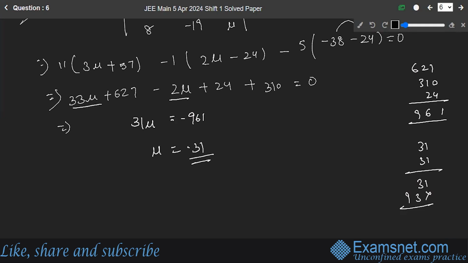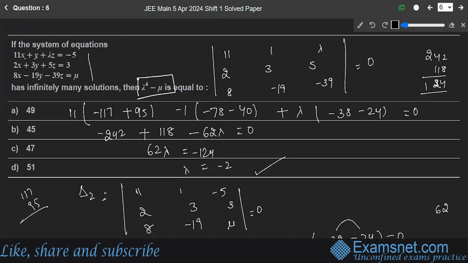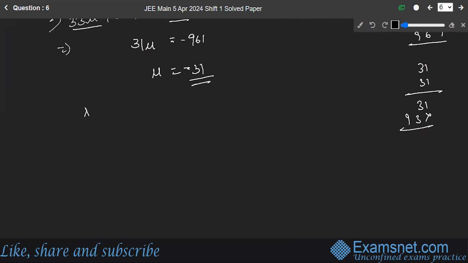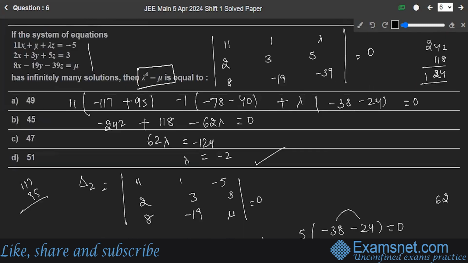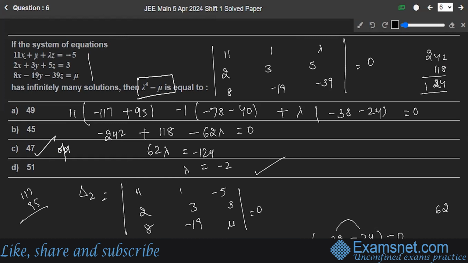Right. Okay. So the next one, you have to find lambda power 4 minus mu. What was the value of lambda? It was minus 2, and mu was minus 31. Lambda power 4 minus mu will give me minus 2 power 4 minus minus 31, which is plus 31. So 16 plus 31, which is equal to 47. So this is the right answer to the question, option C. Hope you got that. Let's move to the next question.